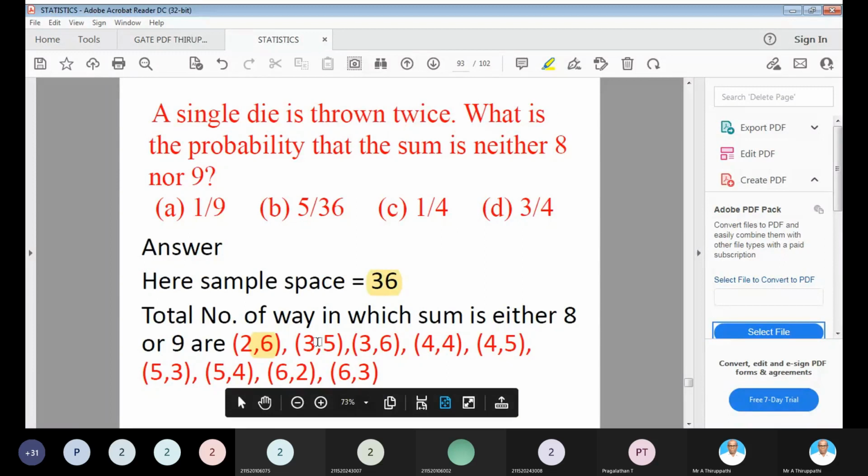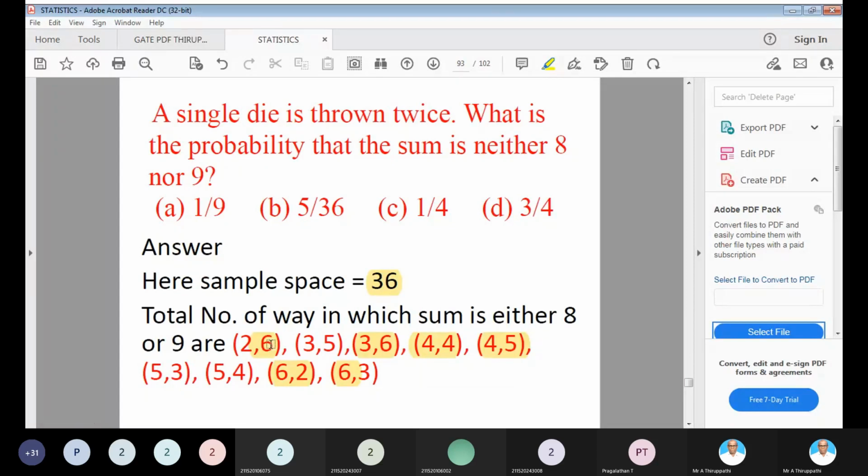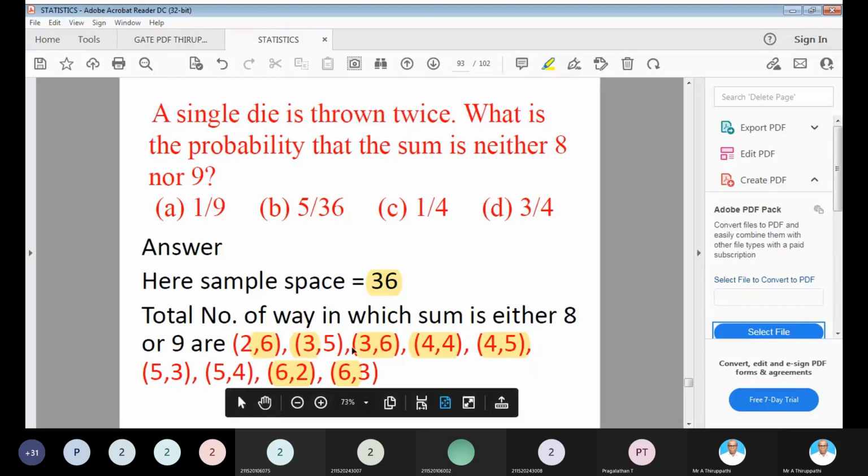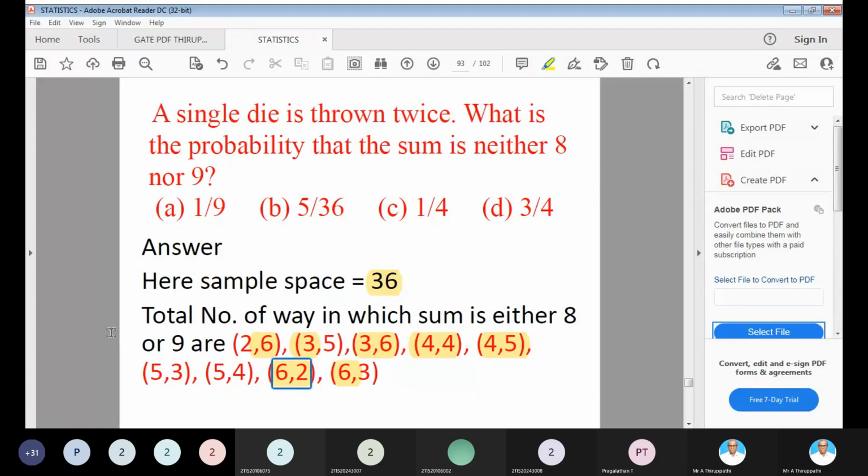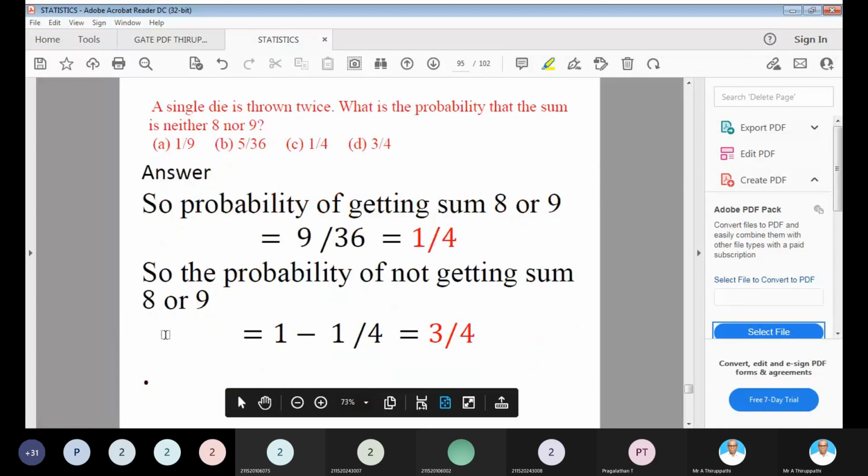The outcomes are 2,6; 3,5; 4,4; 5,3; 6,2 for sum 8, and 3,6; 4,5; 5,4; 6,3 for sum 9. This is the favorable outcome, for 8 or 9. Counting them: 1, 2, 3, 4, 5, 6, 7, 8, 9. So 9 by 36. The probability of obtaining a sum of 8 or 9 is 9 by 36. Under simplification, 1 by 4.